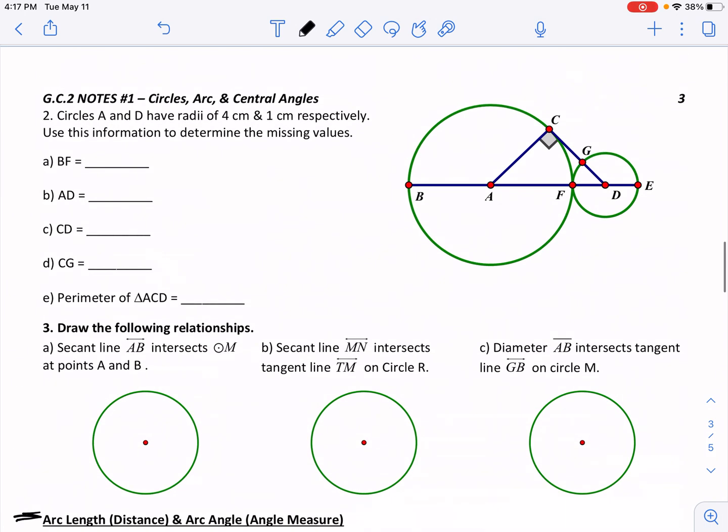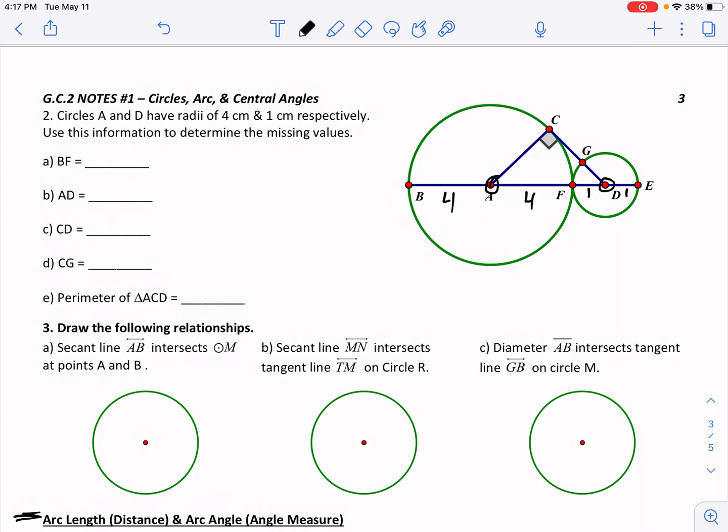Looking at this, it says circles A and D have radii of 4 centimeters and 1 centimeter respectively. Use this information to determine the missing values. Remember we name a circle based on its center, so circle A, and then we have circle D. Those are the 2 circles we're referring to. Circle A has a radius of 4, and the radius goes from the center out to the edge, so we have 4 centimeters here and 4 centimeters here. And for circle D, it's 1 and 1. That's our 2 radii.